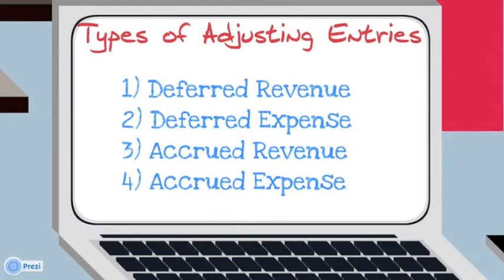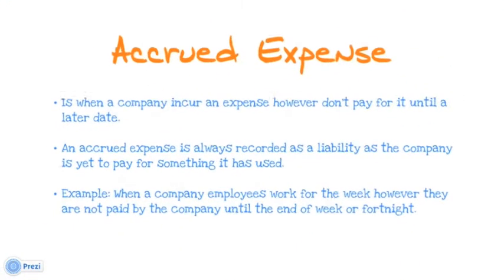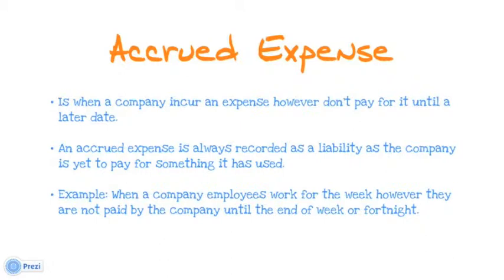The final type of adjusting entry is accrued expense, which is when a company incurs an expense, however doesn't pay it until a later date. An accrued expense is also always recorded as a liability as the company is yet to pay for it. An example of this would be when a company's employees work for a full week, however aren't paid until the end of a fortnight or month.